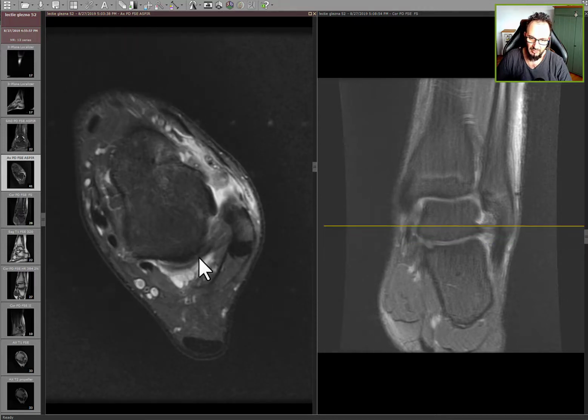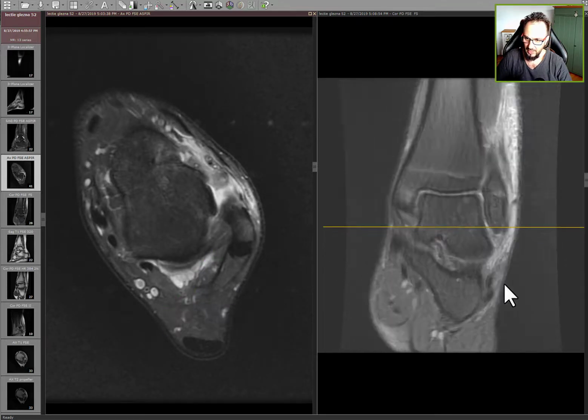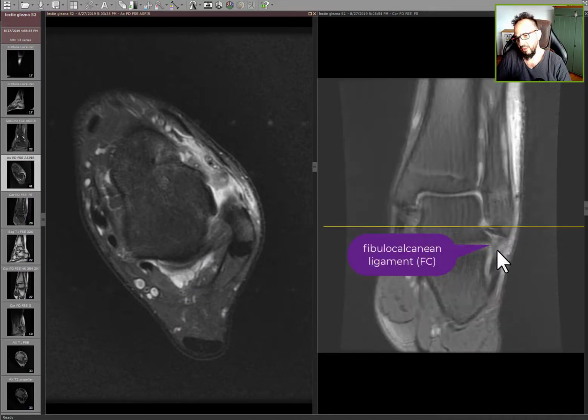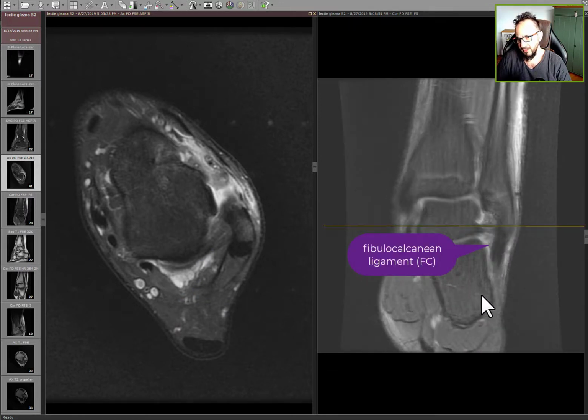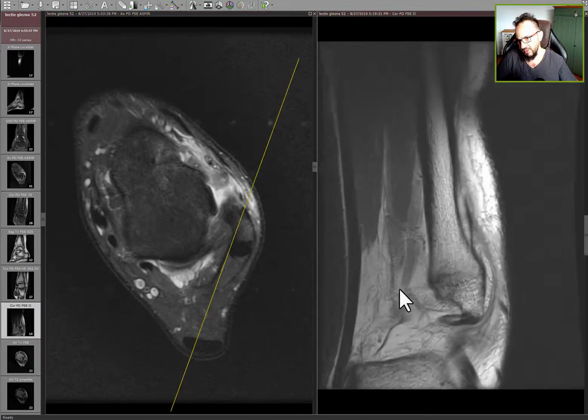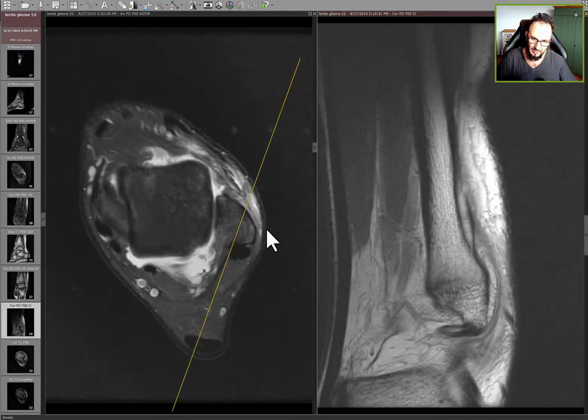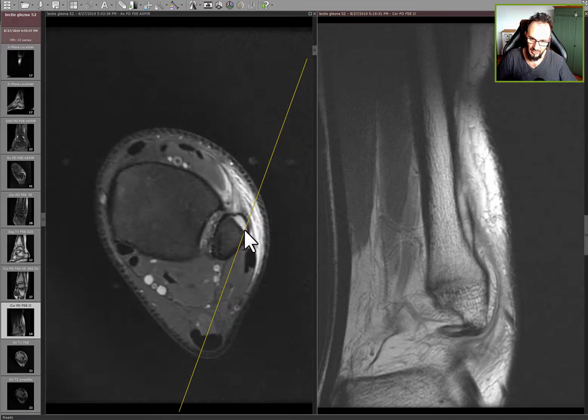This is PTFL, posterior tibiofibular ligament, which looks normal. And let's take a look at the fibulo-calcanean ligament, which is torn, which is the second ligament which appears torn after ATFL. Regarding that stripped periosteum, I did an oblique image so I can see this better. Take a look at this. You see, this is periosteum, this is haematoma, and this is cortex.